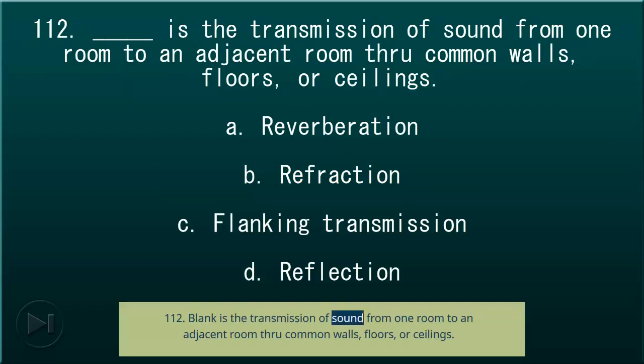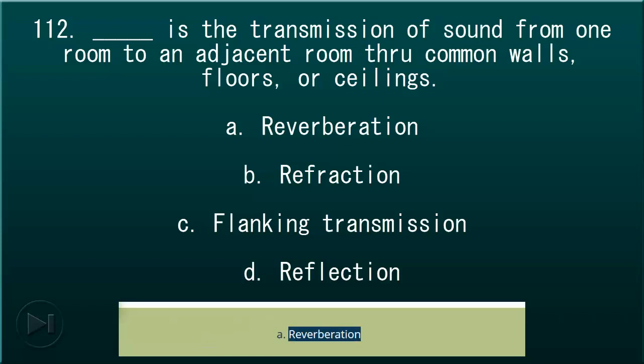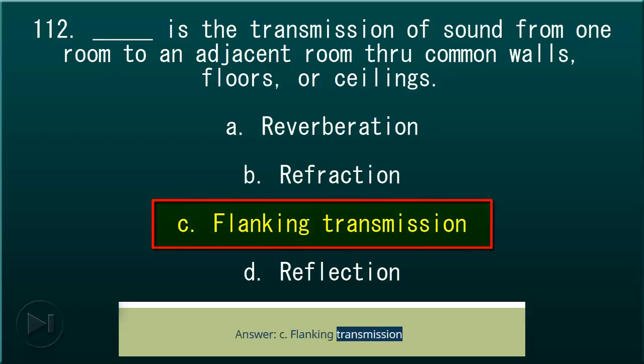112. Blank is the transmission of sound from one room to an adjacent room through common walls, floors, or ceilings. A. Reverberation. B. Refraction. C. Flanking transmission. D. Reflection. Answer, C. Flanking transmission.